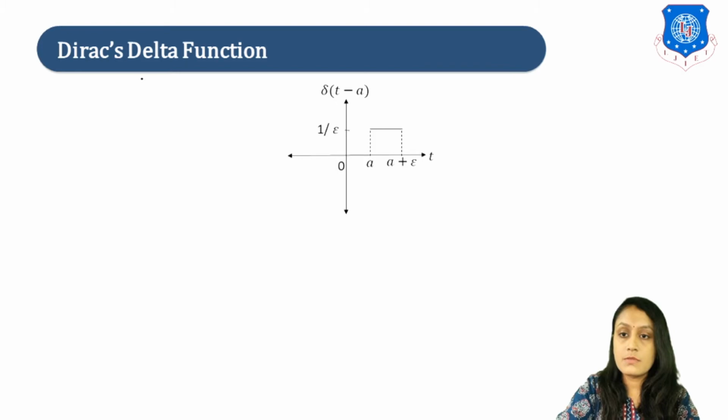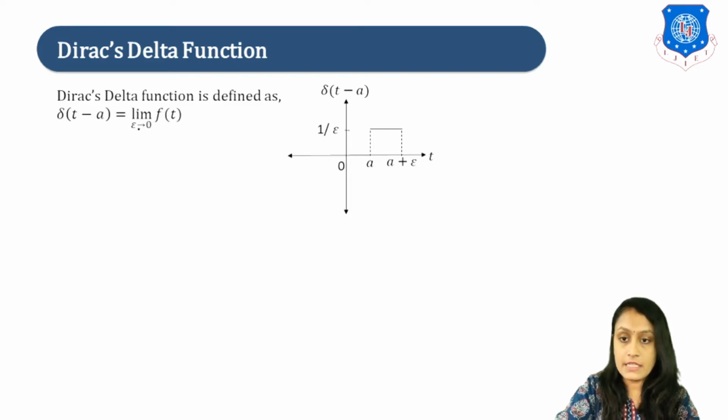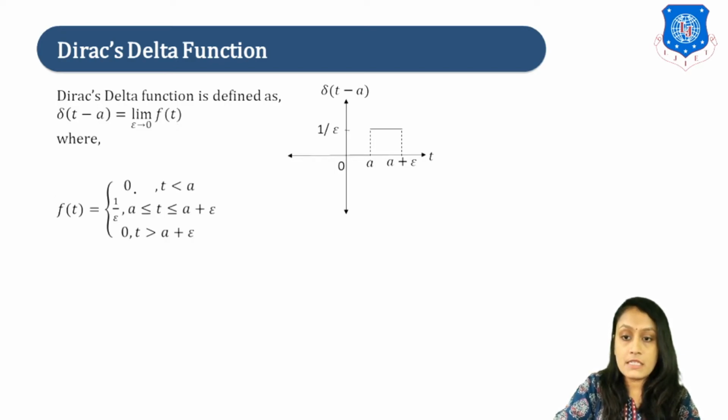Now let's discuss one more topic, that is Dirac delta function. Now Dirac delta function is defined as delta t minus a equals limit epsilon tends to 0 of f t, where this f t is 0 for t less than a, 1 upon epsilon between a to a plus epsilon, and 0 for t greater than a plus epsilon. So in this way, a Dirac delta function is defined.